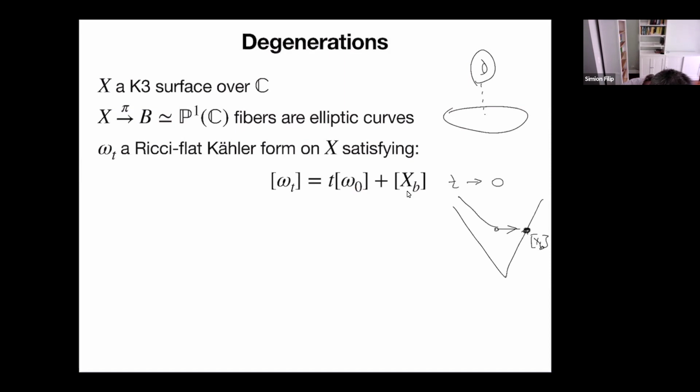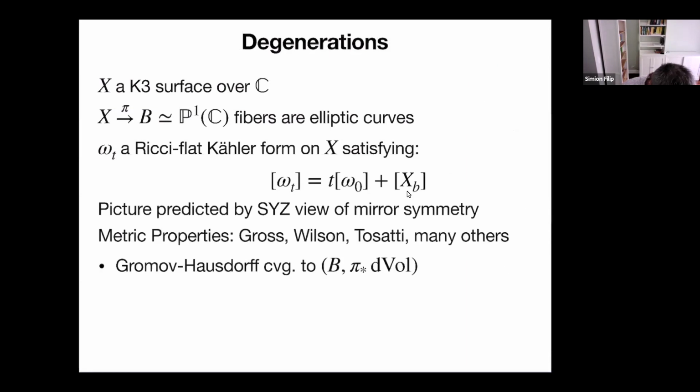Let me just remind you that this is not normalized to volume 1. So this is the hyperbolic plane, and we're really going in this direction. We start, let's say, with omega 0 having self-intersection 1, but as we degenerate, we are decreasing the volume, because we're decreasing the volumes of the fibers. And this has been studied a lot, I think, in the context of mirror symmetry, and the properties of this have been looked at by Gross and Wilson and Tosatti and many other people.